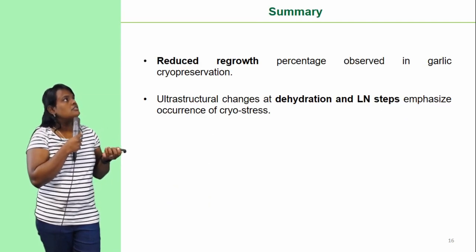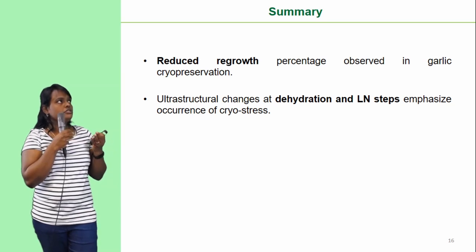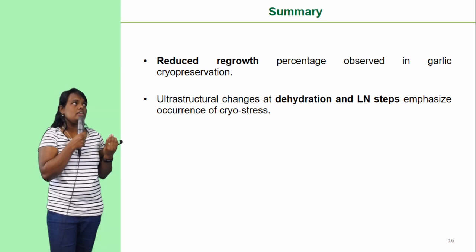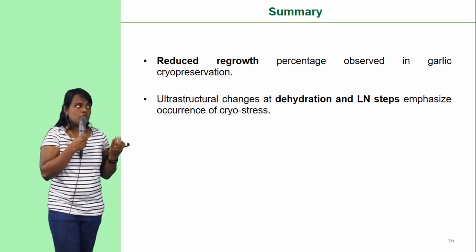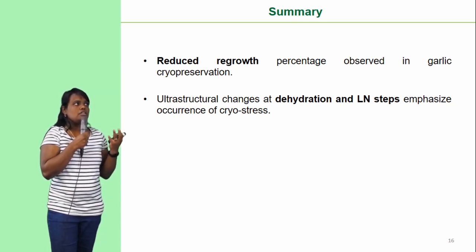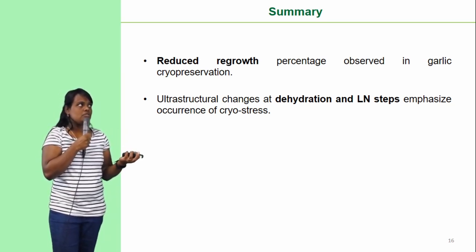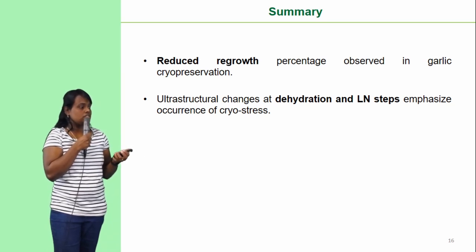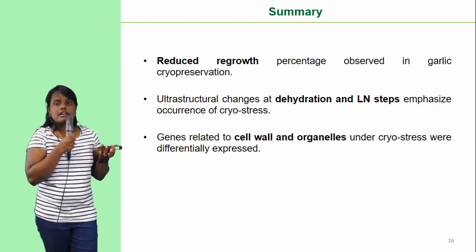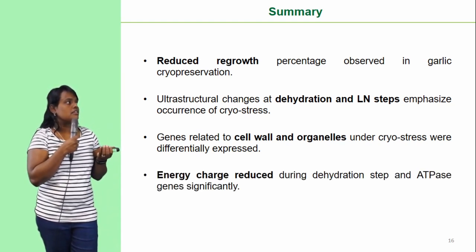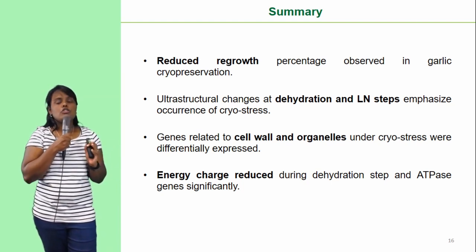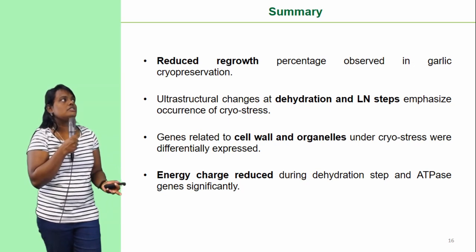So with this, I would like to summarize the reduced regrowth percentage we have observed in garlic cryopreservation among 2 garlic accessions, and ultrastructural changes also showed that dehydration and liquid nitrogen steps emphasize the occurrence of cryostress. And some genes related to cell wall and organelles under cryostress were also differentially expressed. Finally, energy charge was reduced during the dehydration step, and we also saw some ATPase genes which are significantly changed.